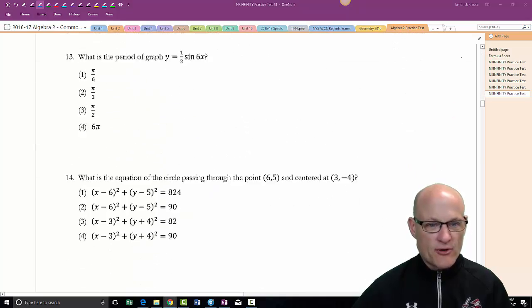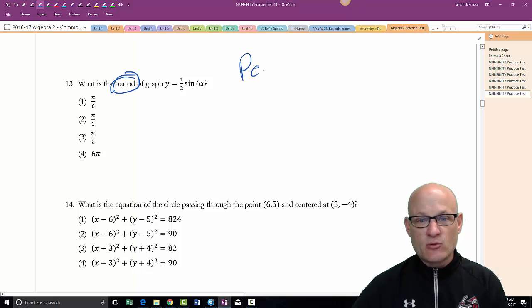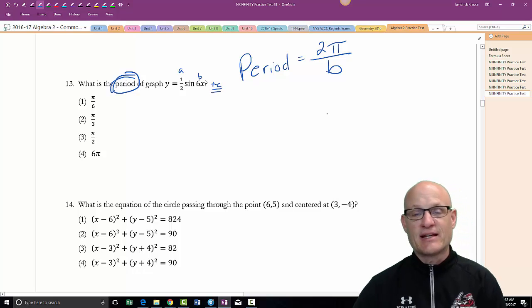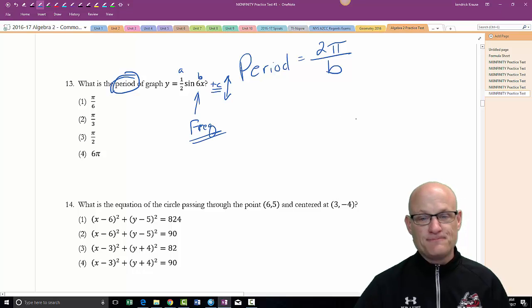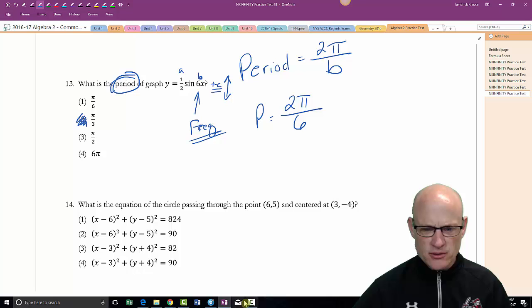We're on 13. What is the period? Well, first of all, a formula. Period is equal to 2 pi over b. What is b? Well, this is a, this is b, and this is c here. There is no c in this case. A c is a shift up and down, right? A b just tells us how many, b is our frequency. How many curves in 2 pi? So period is equal to 2 pi over b. B is 6. That's pi over 3. Done. Are you with me?